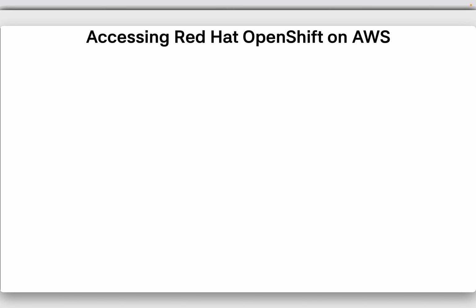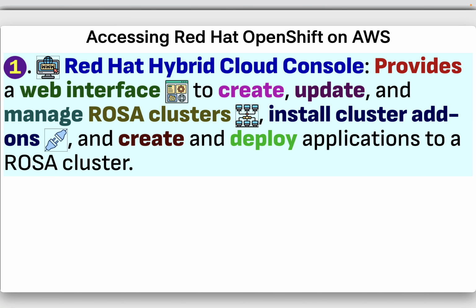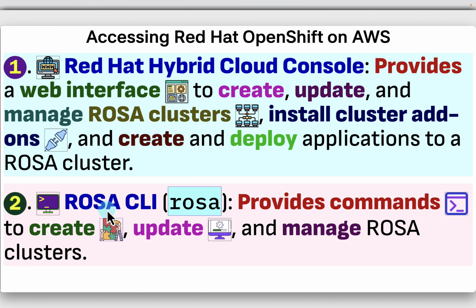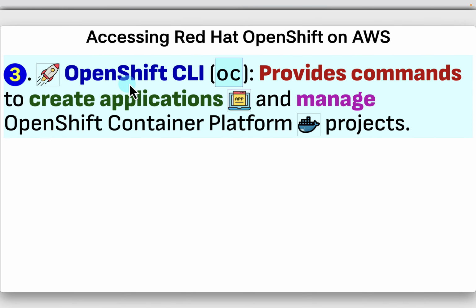Accessing Red Hat OpenShift on AWS. You can use the Red Hat Hybrid Cloud Console, which provides a web interface to create, update, and manage ROSA clusters, install cluster add-ons, and create and deploy applications to a ROSA cluster. Then you can use the ROSA CLI, where the binary name is rosa, and this provides commands to create, update, and manage the ROSA clusters. Then we have the OpenShift CLI also, and the binary name is oc, which provides commands to create applications and manage OpenShift Container Platform projects.